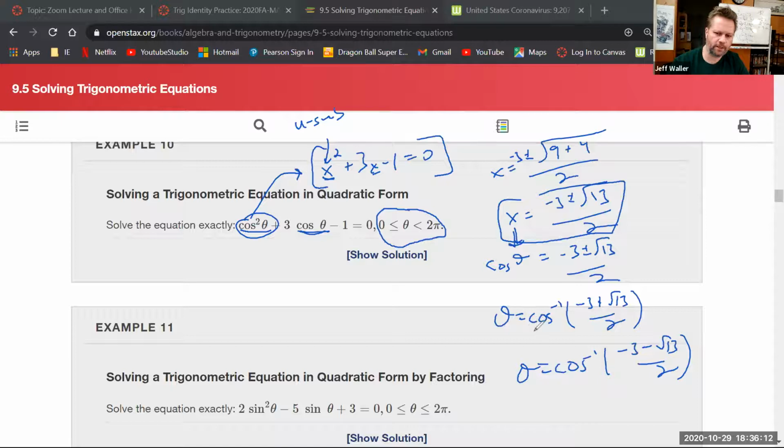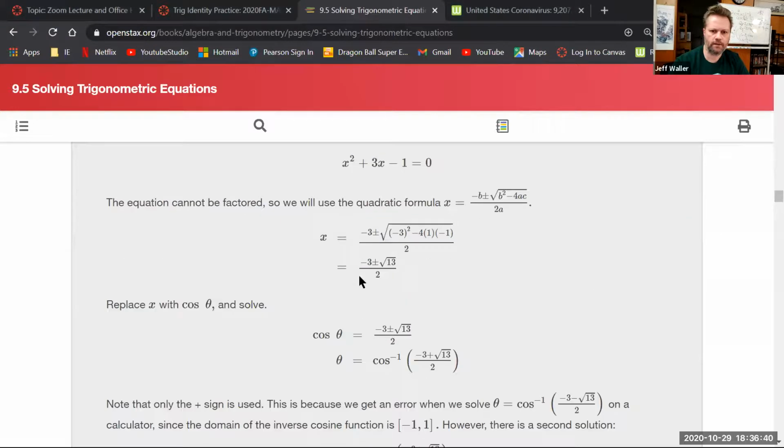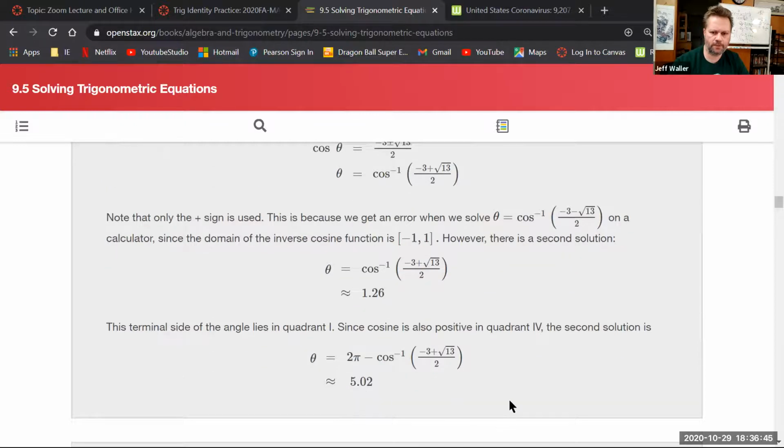So what you're going to get here is a reference angle. You'll have a reference angle between 0 and pi for this one, and a reference angle between 0 and pi for this one, right? So you could have another answer down here. Let me clear this. Let's take a look and see what they got. All right, there's the inverse cosine thing, 1.265.